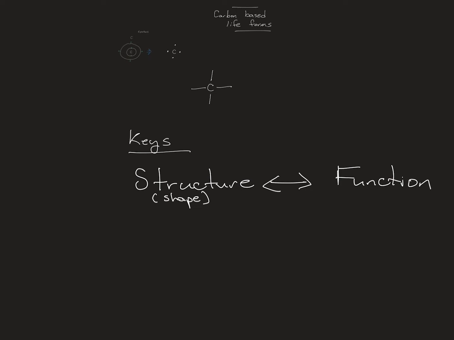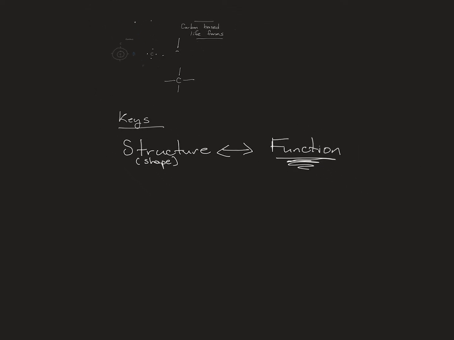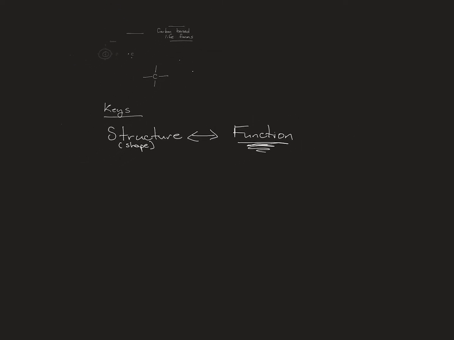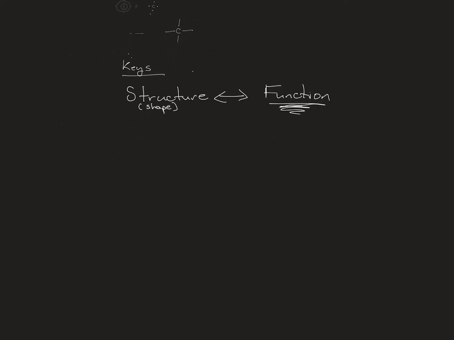And so when you're talking about structure and function, this is one of the key ideas. You have to remember that those 2 are intricately linked. So the shape of something is going to determine how it functions. Wheels are round, they're not square. Square wheels would not work very well. All right, so keys, structure and function.